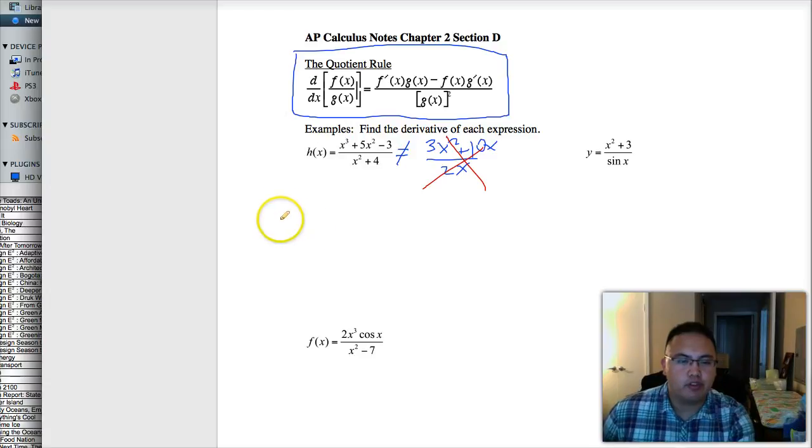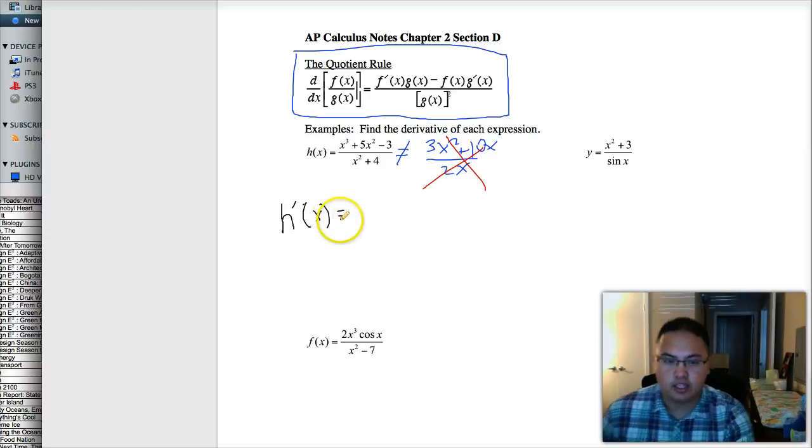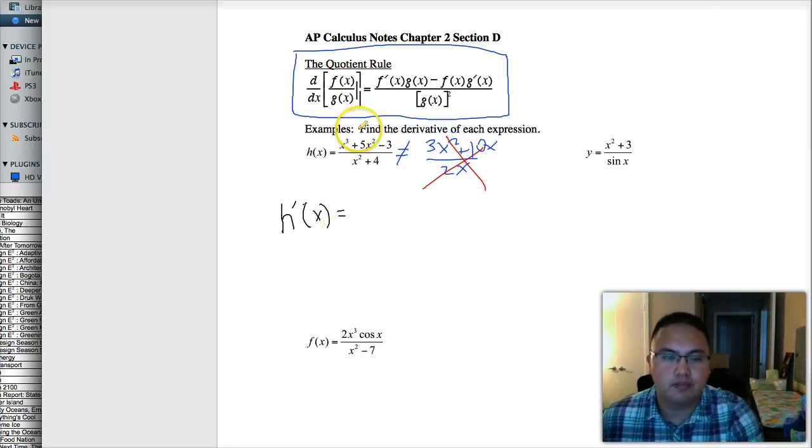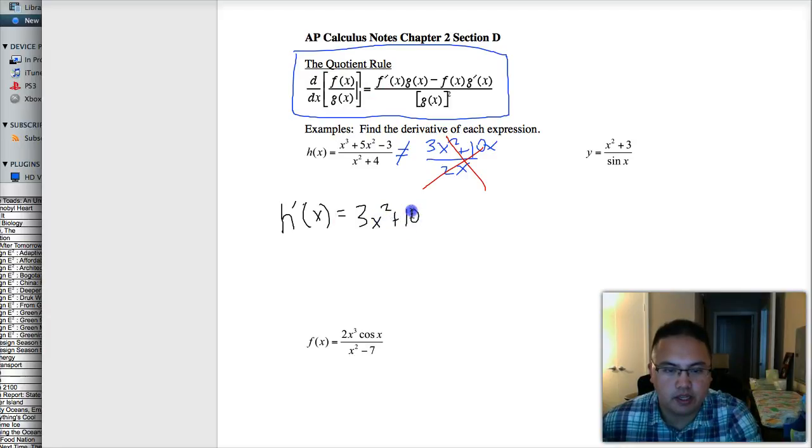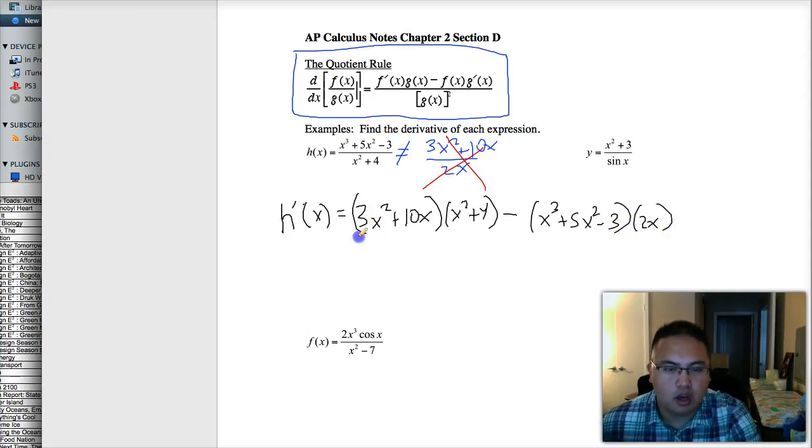I will take the derivative of the first one, so h prime x. And you may notice that the answers for these are very, very lengthy. It's okay. You could just leave it like that. Derivative of the first one, in this case it's 3x squared plus 10x. And I'll leave the second one, or the denominator, alone. Now it's a minus, not a plus. Leave the first one alone. And times the derivative of the second one, which is 2x. All over my denominator squared.